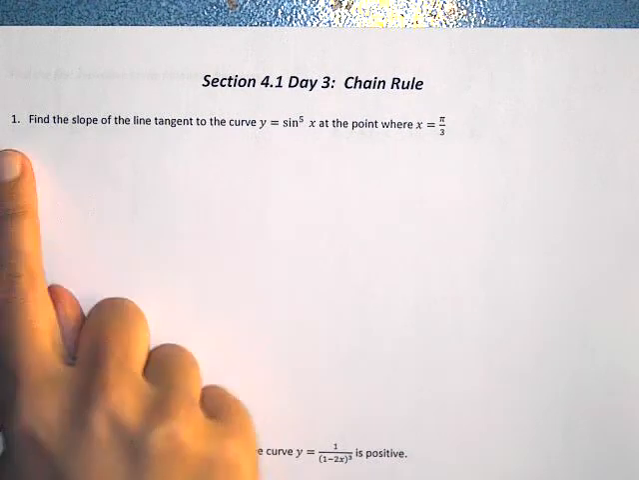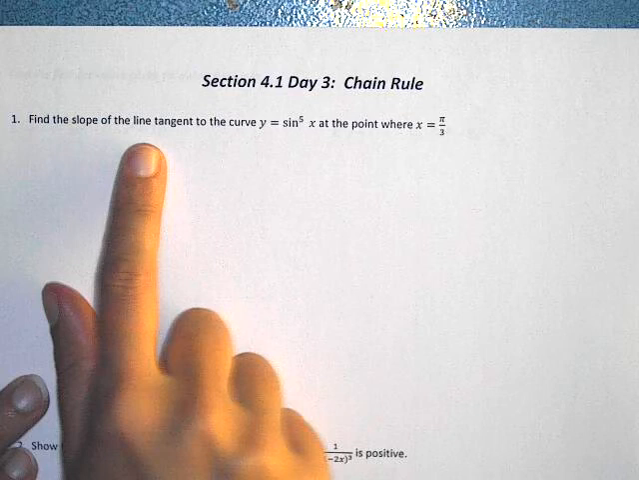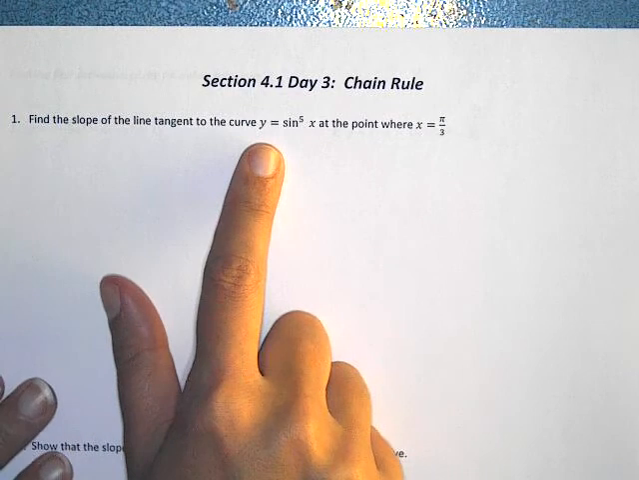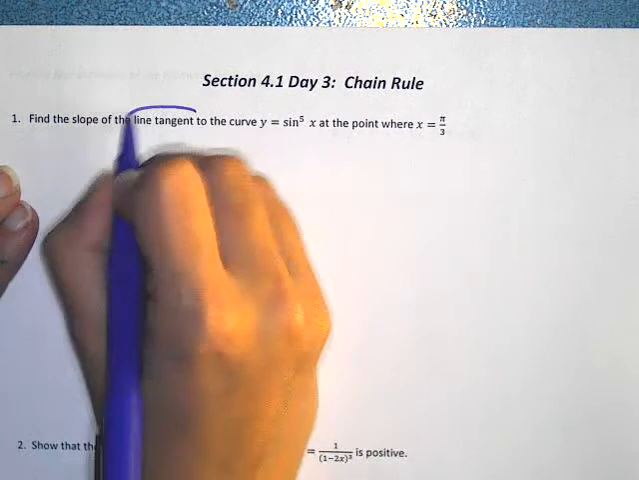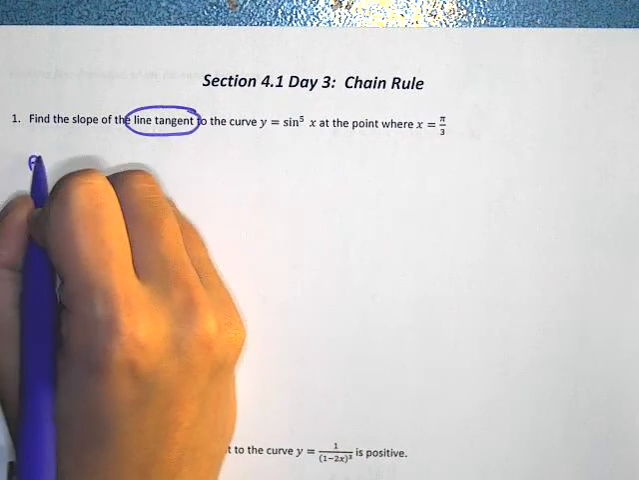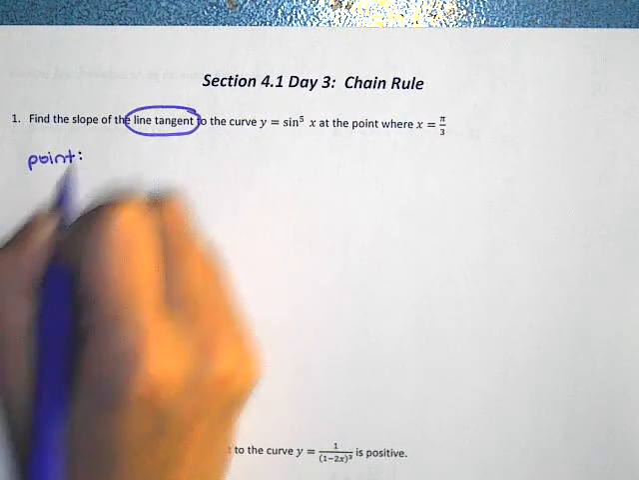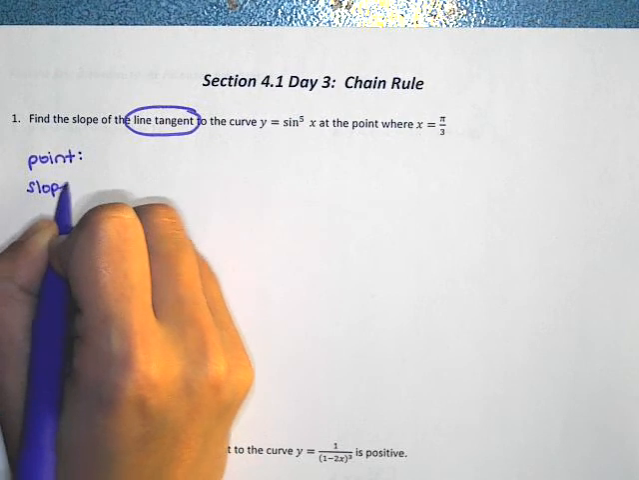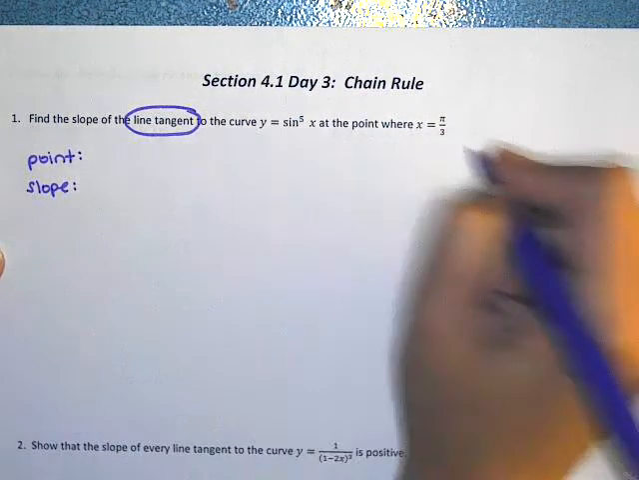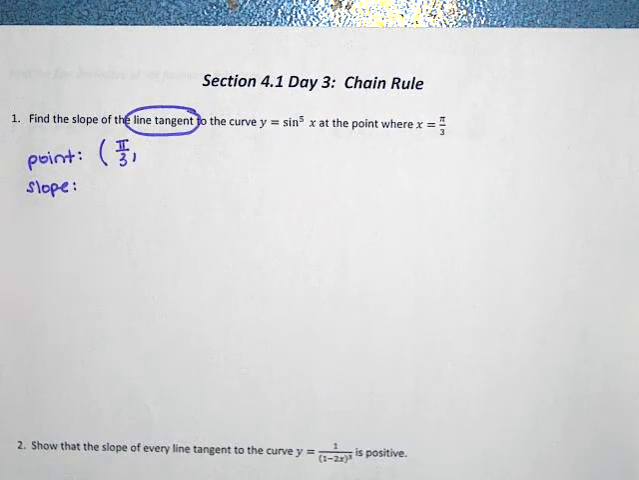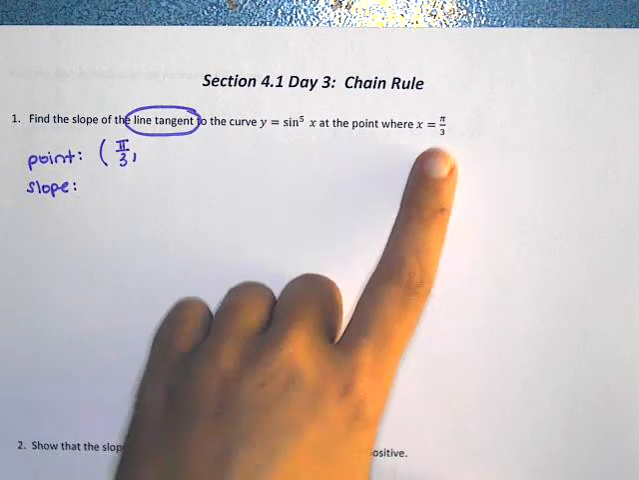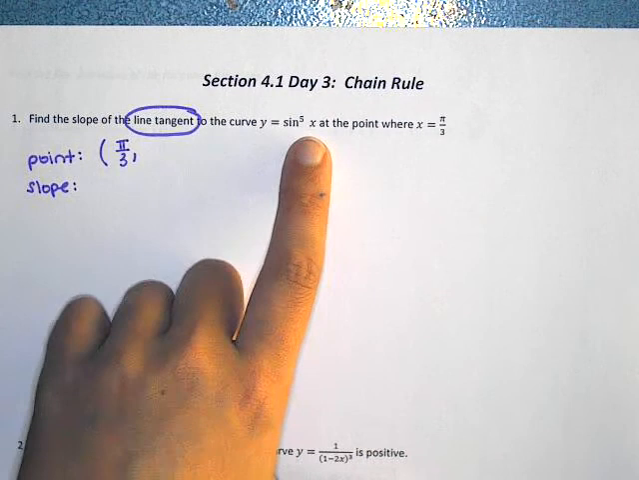So number one, find the slope of the line that is tangent to this curve at the point where x is pi over 3. As soon as I see tangent line, I know that I need a point and I need a slope. Now they give me the x value of the point, which is pi over 3. To get the y value, I'm going to take that and plug it in here.